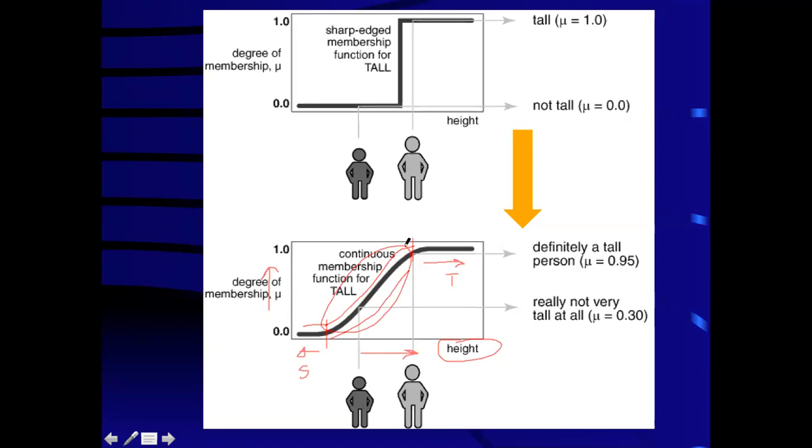So you have a continuous transition from 0 to 1, and that means that you have some degree of association here. So let's say if a person has this height, which is represented on this slide by this mark here, then this height would have a degree of membership of, let's say, 0.7.